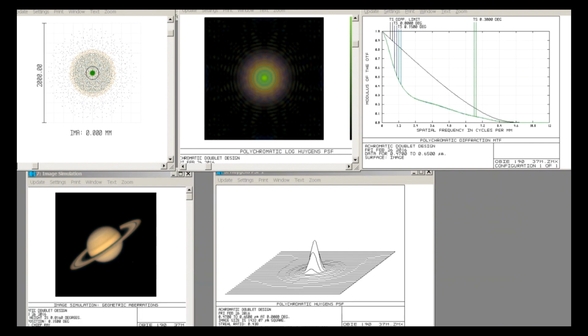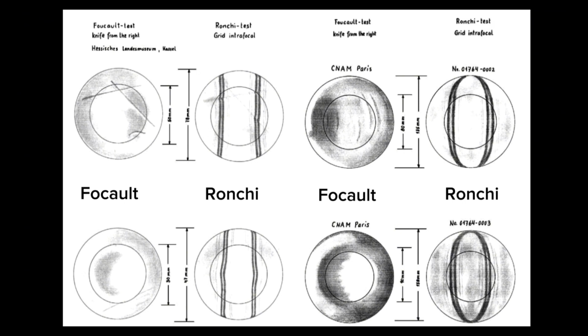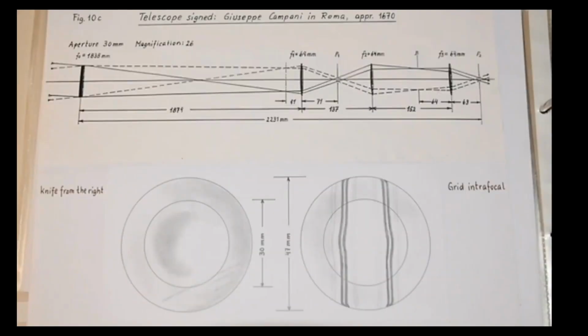Saturn is very great. These are Ronchi test and focal test on Campani objective lenses. You can see the middle is very good, but the edge is worse. This is almost close to the modern performance of a refracting telescope. Almost, not quite good, but close to modern refracting telescopes.